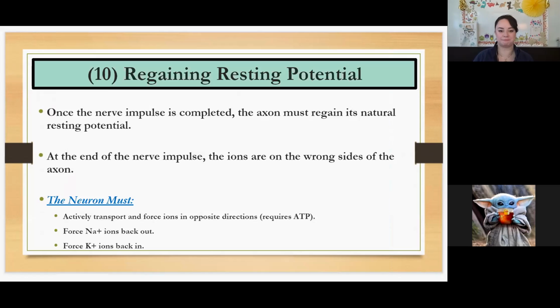All right. So after a whole nerve impulse has happened, the neuron actually has to go back to how it was before this all happened, and we call that regaining resting potential. So that means that we have to force the sodium ions back out of the axon, force the potassium ions back in, so that everything is set up just like it was before the nerve impulse happens. Because we have to force these ions back in and out, it does require a little bit of ATP, which is an energy storing molecule in our cells.